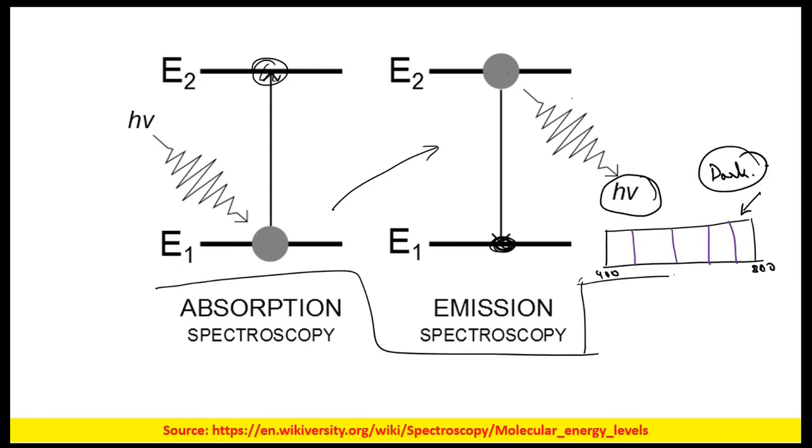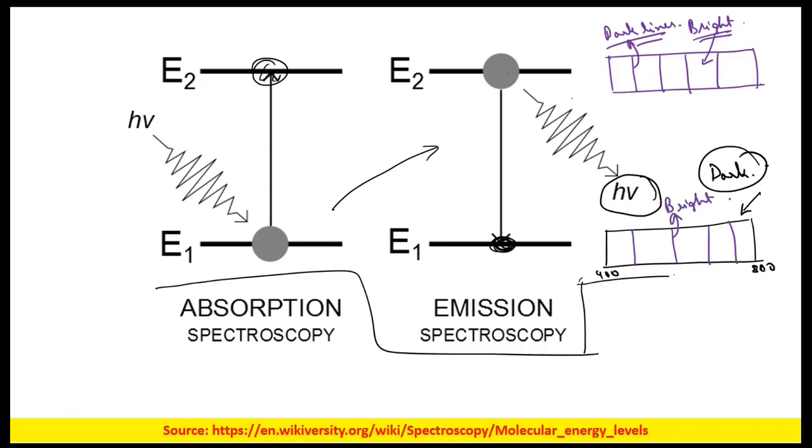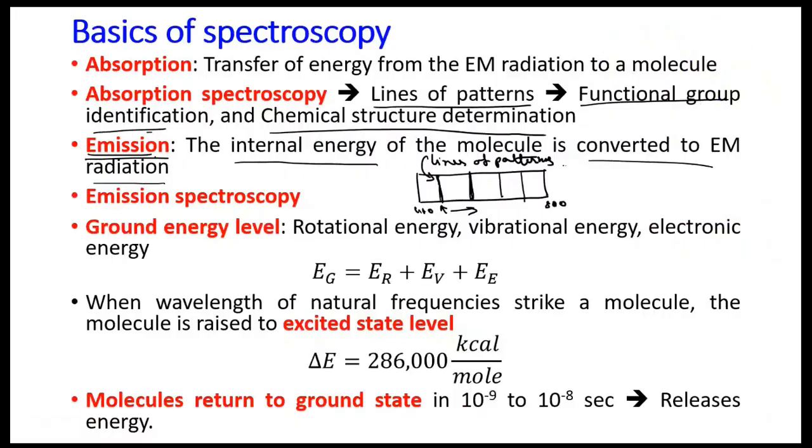Okay, and over there we will be getting some bright spots or the line of patterns which will give us an indication about the functional groups. On the contrary, in absorption spectroscopy, the background is bright and we get dark lines. Whereas in emission spectroscopy, we have dark background and bright lights. Are you getting my point? So I hope you have understood what is emission spectroscopy.